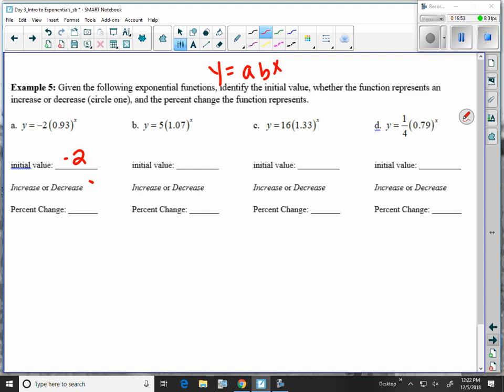Okay. Is this an increase or decrease? Decrease. Why? Yeah. Okay. 0.93 is smaller than 1. Here's where my friends get tripped up on this. What is the percent change? If we start at 1, okay, 1 minus what equals 0.93? 1 minus what equals 0.93? 0.07. What percentage is that? Yes. Do you see the difference? Because we're changing by 7%.